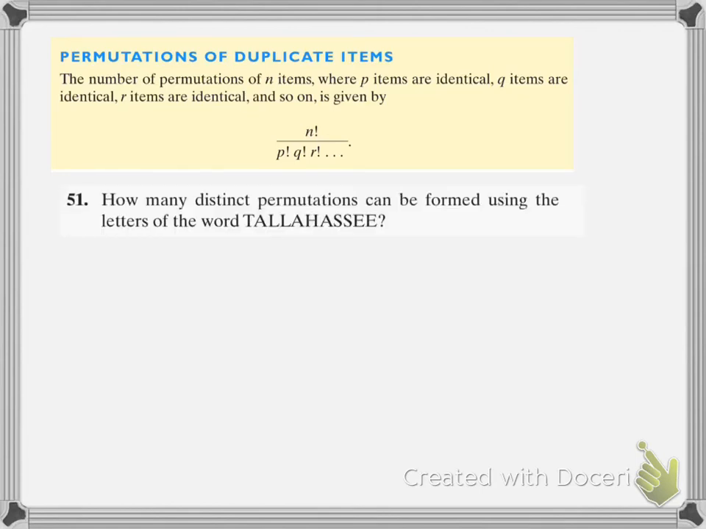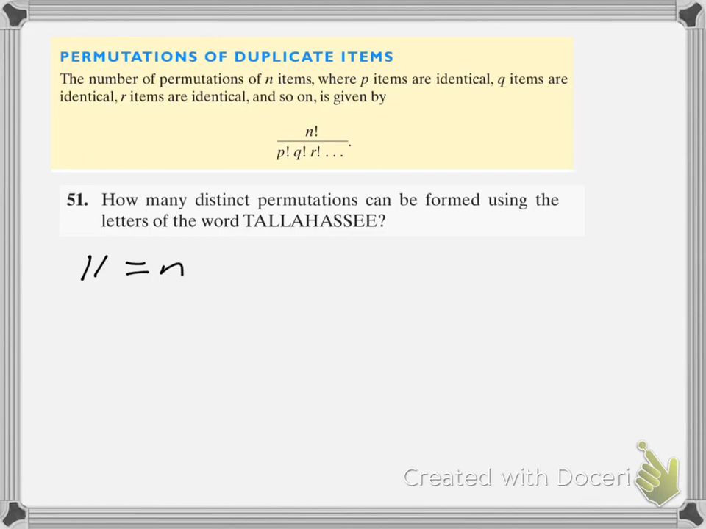Okay, so for example, how many distinct permutations can be formed using the letters of the word Tallahassee? Well, I want you to notice, first of all, how many different letters are we going to be using here? 1, 2, 3, 4, 5, 6, 7, 8, 9, 10, 11. Okay, so let's start with that. So 11 is my n. Okay, so we're going to use this formula, but 11 is going to be my n. Now, let's look at the ones that are duplicates, where p items are identical, q items are. So look at all the repeated items.